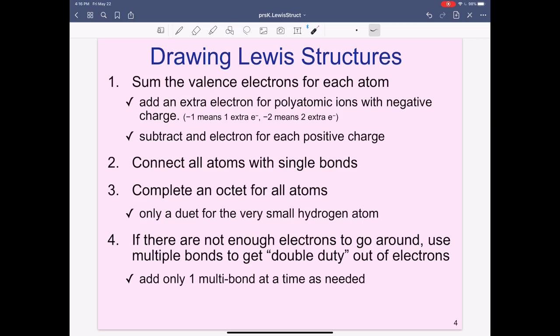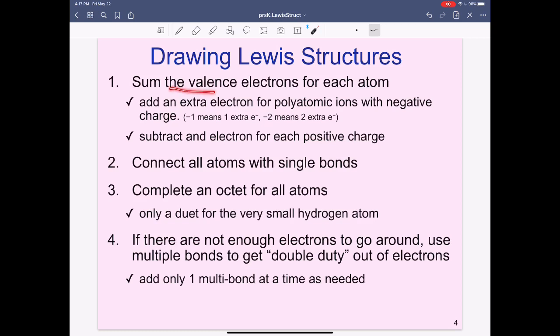So, 4 basic steps. We're going to sum the valence electrons. We're going to pay attention to whether or not we're drawing a Lewis structure of an ion, a polyatomic ion, at which point if it is a negative ion we will add in some extra electrons, and we will subtract an electron or more if it is a positive polyatomic ion.